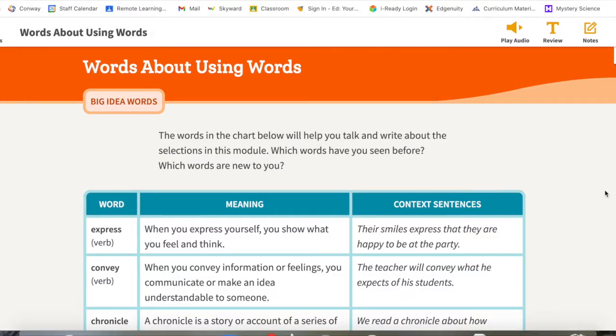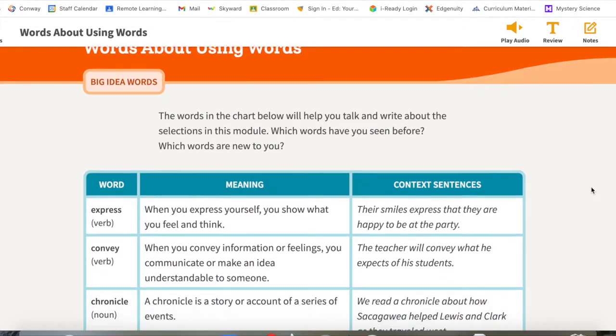So in that video, the young girl was using a lot of words that talk about how to use your words. Words about words, basically. And these are going to be our big idea words for this unit. Join me on page 108 to learn about our new vocabulary words.